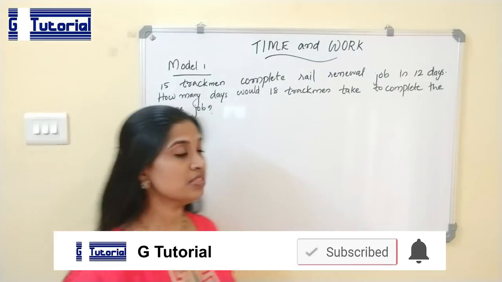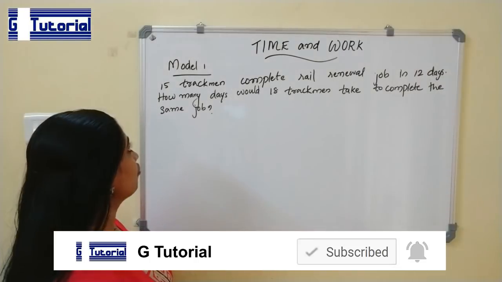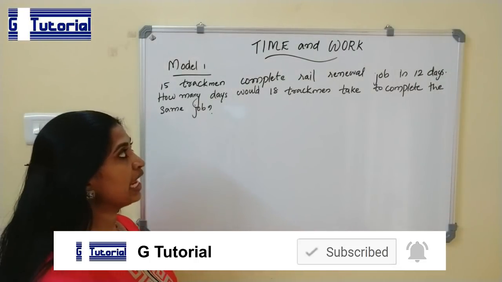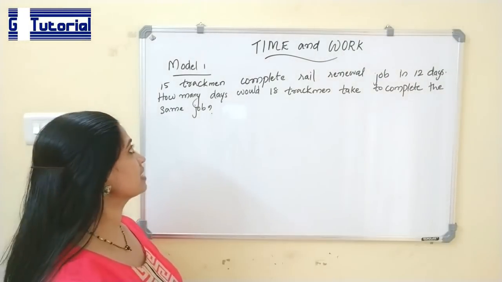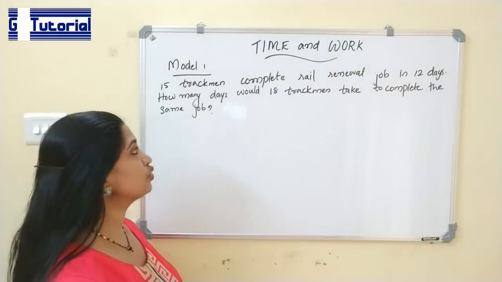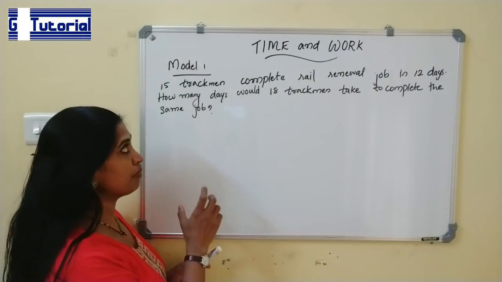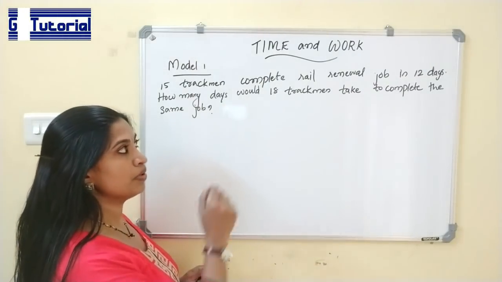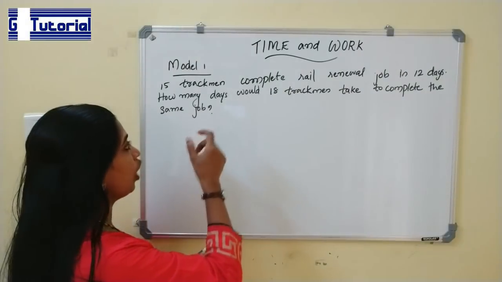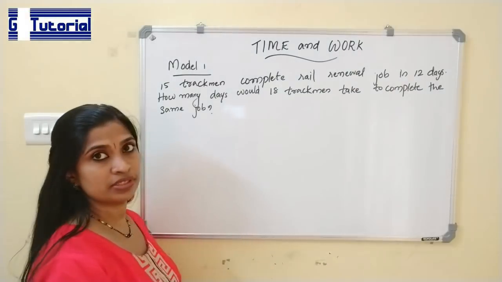Now let us get to our portions. We can see the first model problem. If 15 fragments complete a rail renewal job in 12 days, how many days would 18 fragments take to complete the same job? This is the first question. 15 fragments can complete a job in 12 days. Then in how many days would 18 fragments do the same work?